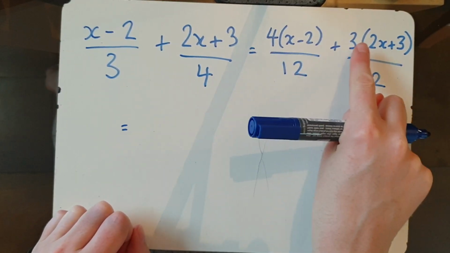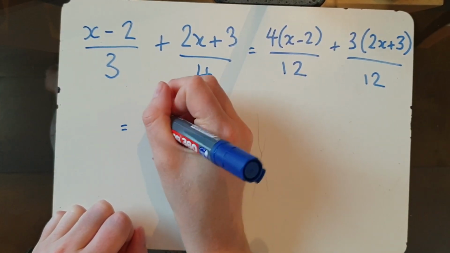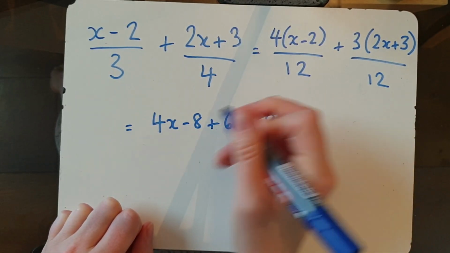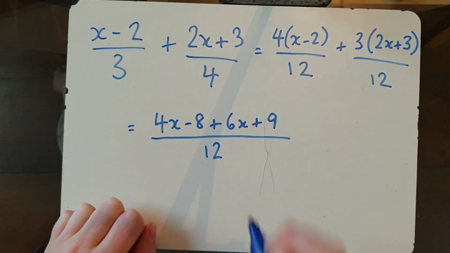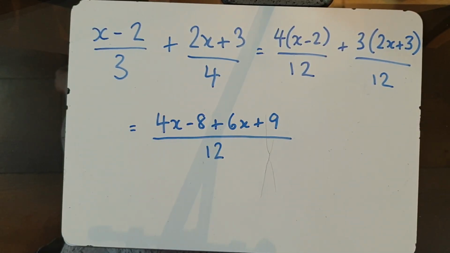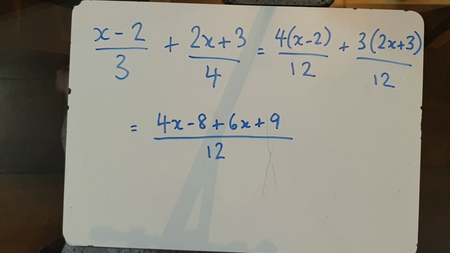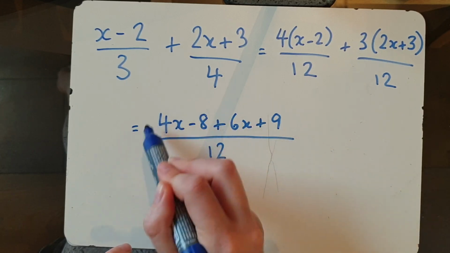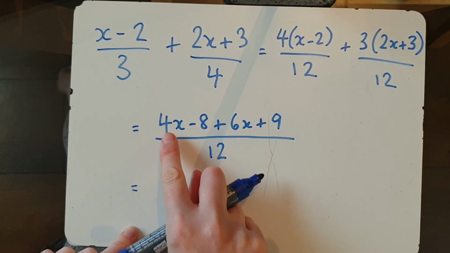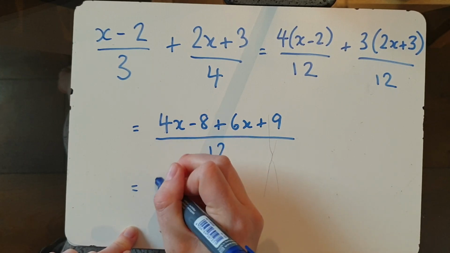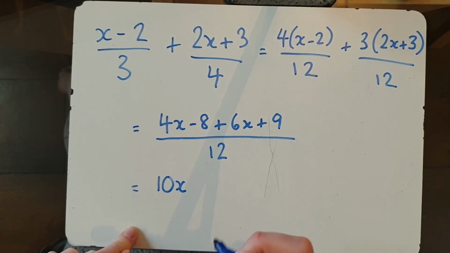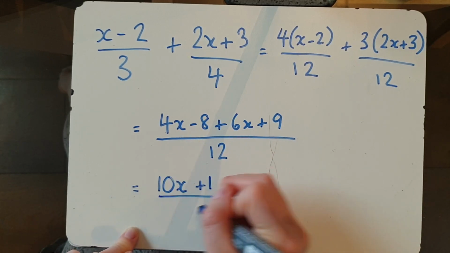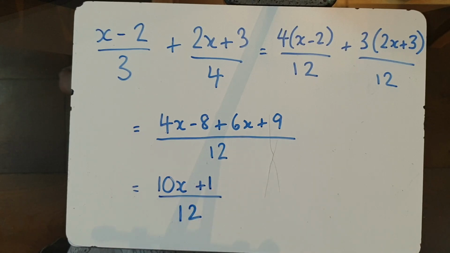I can multiply these brackets out, and just put both over their common denominator. So it's now over one denominator. It is now one fraction. Then I collect like terms in the numerator. So I've got 4x plus 6x, so I've got 10x. And then I've got -8 plus 9, so I've got +1. And that's my final answer.